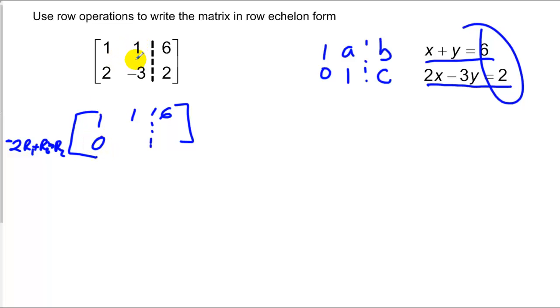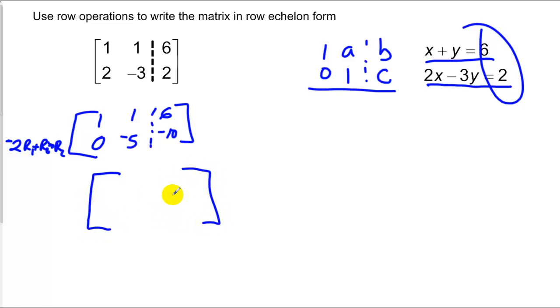Multiply by -2, add it to -3, get -5. Multiply by -2, add it to +2, get -10. And then what I need to do to get it in row echelon form is I need to make this term a +1. And that's pretty easily done.